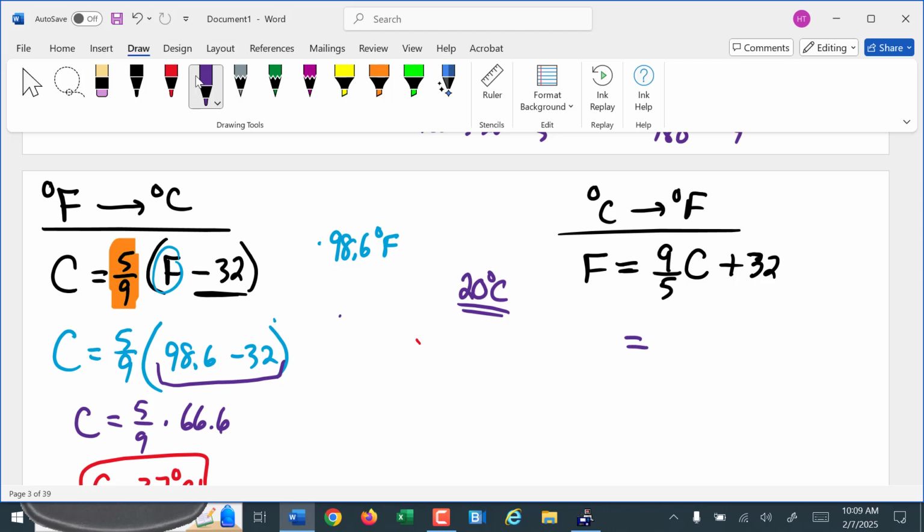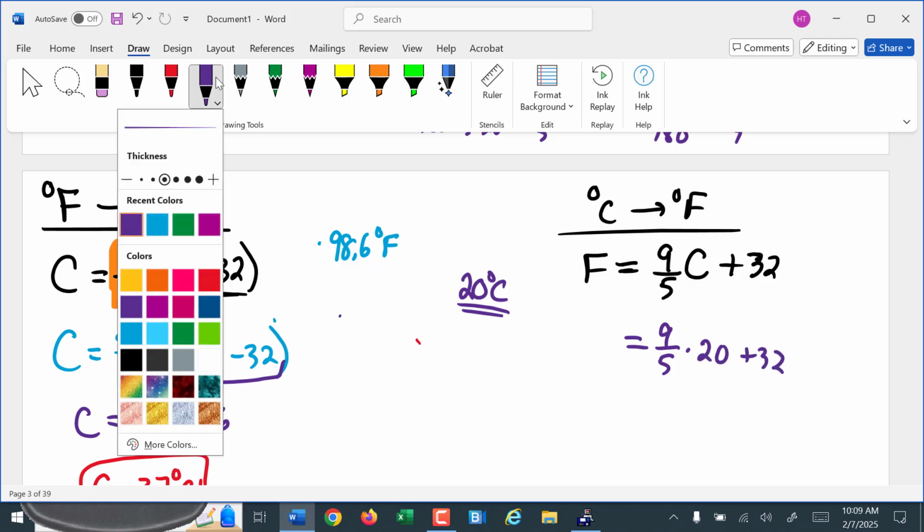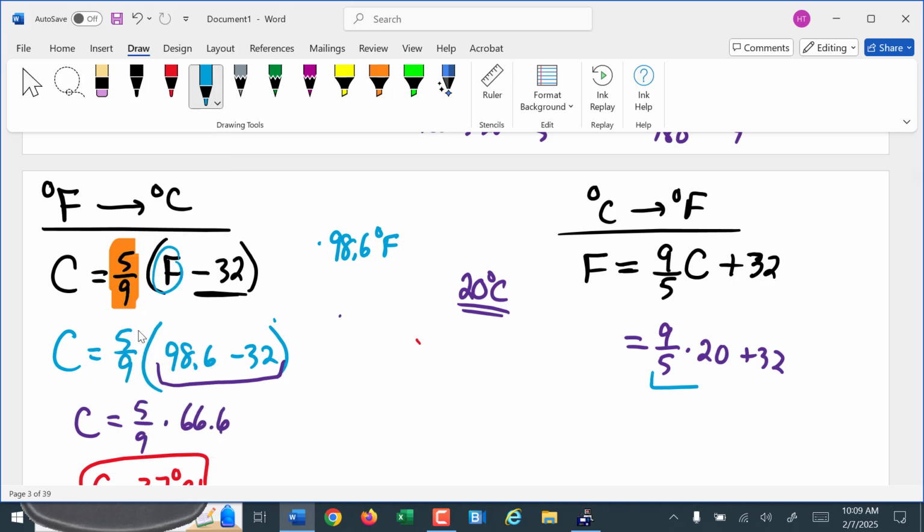So to make this conversion, we put the 20 degrees in for C, so it's 9/5 times 20 plus 32. And so order of operations, what's the first thing we have to do here? 9 divided by 5 times 20 is 36? Yep. Perfect. Then we do the 36 plus 32, 68 degrees Fahrenheit. That's almost a perfect day for me.